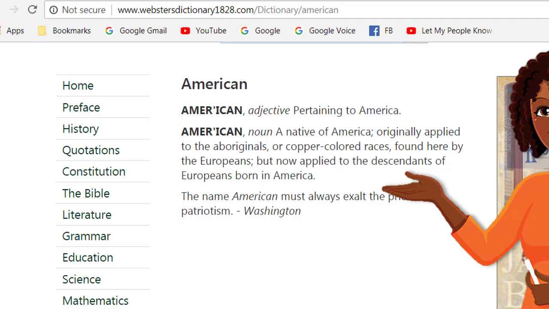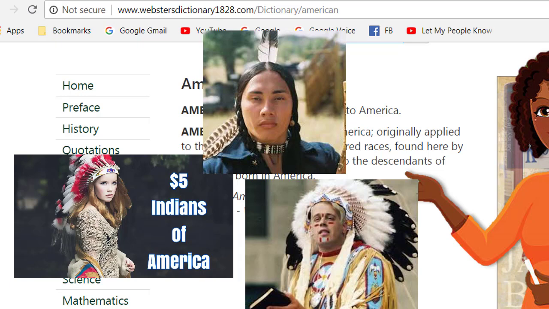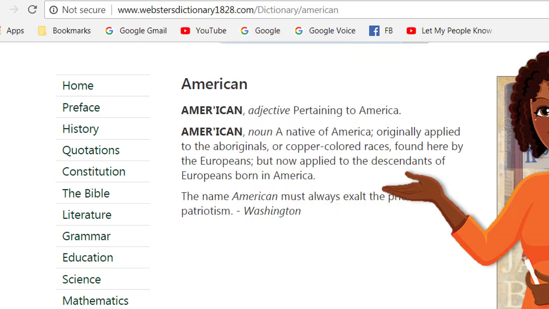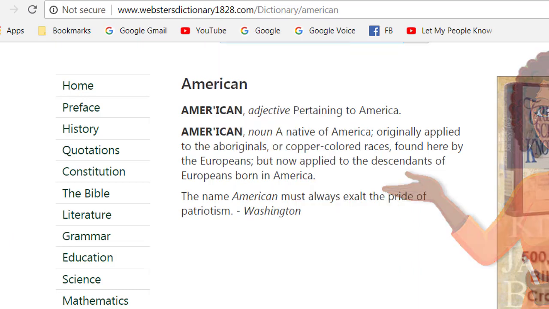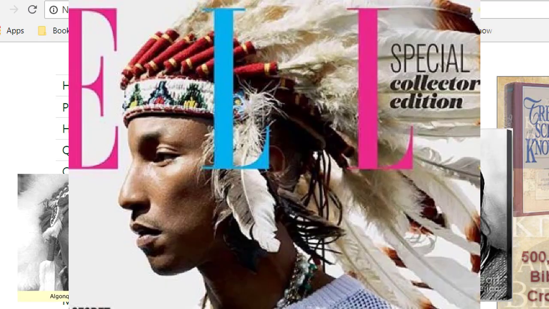Sometimes you come across some non-melanated people who call themselves Native Americans, or sometimes Indians for that matter. Webster's last statement is connected to that thinking, but that's a topic for another lecture. So Webster had personal knowledge of the copper-colored natives, who they also called Aboriginals of America, where he resided.